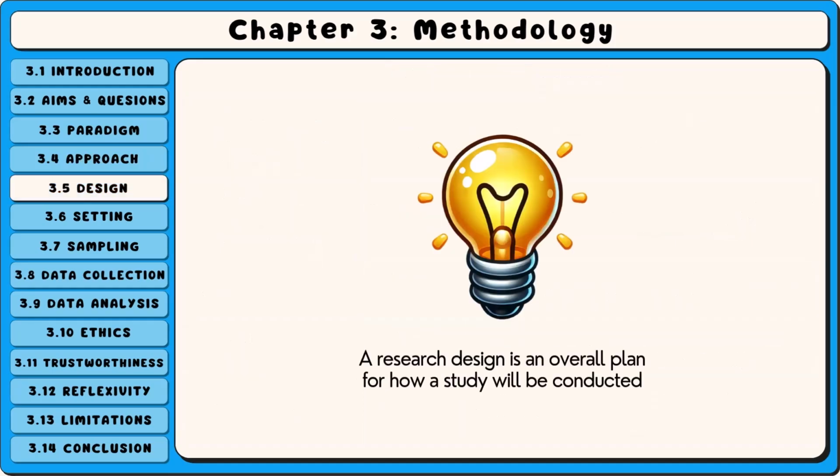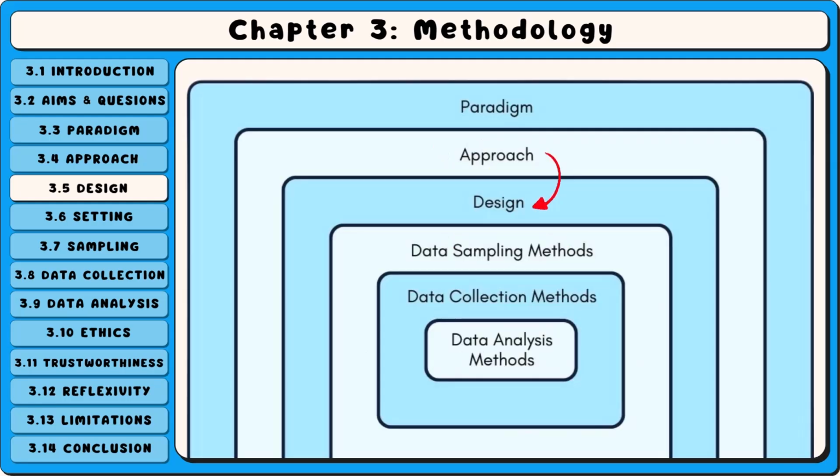Section 3.5 explains your study's research design. A research design is an overall plan for how a study will be conducted and is the most influential factor in shaping how you will proceed with your study. Your research design is nested underneath the approach and paradigm, so it needs to be consistent with both a qualitative approach and the research paradigm that you selected.